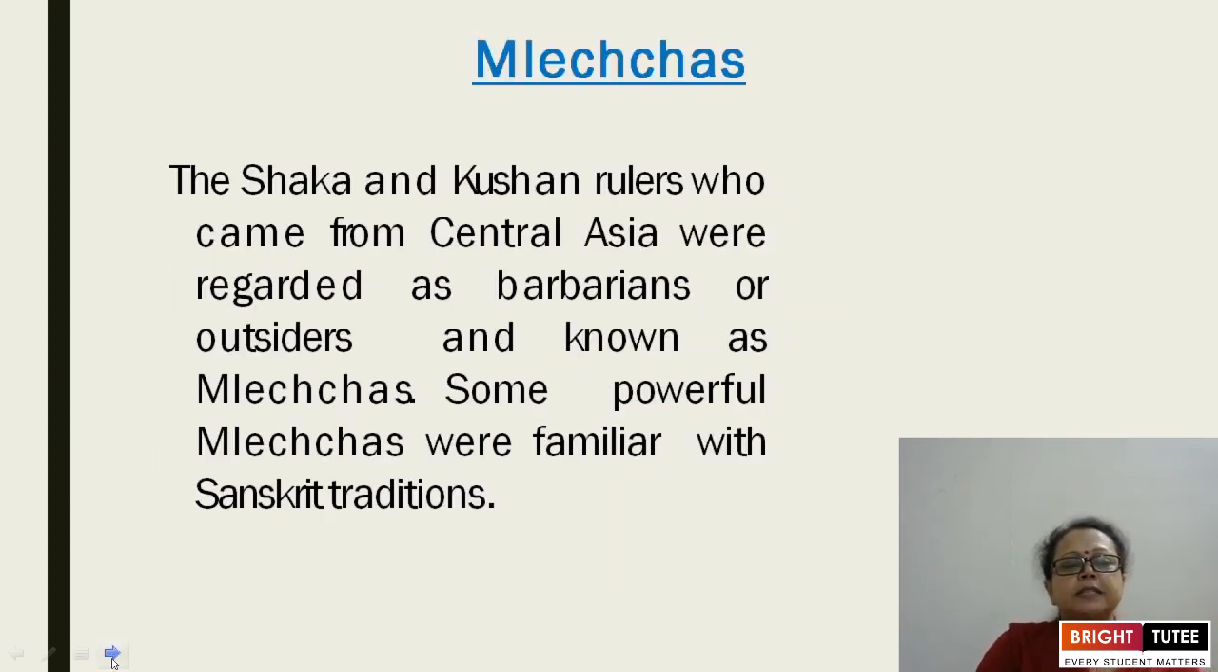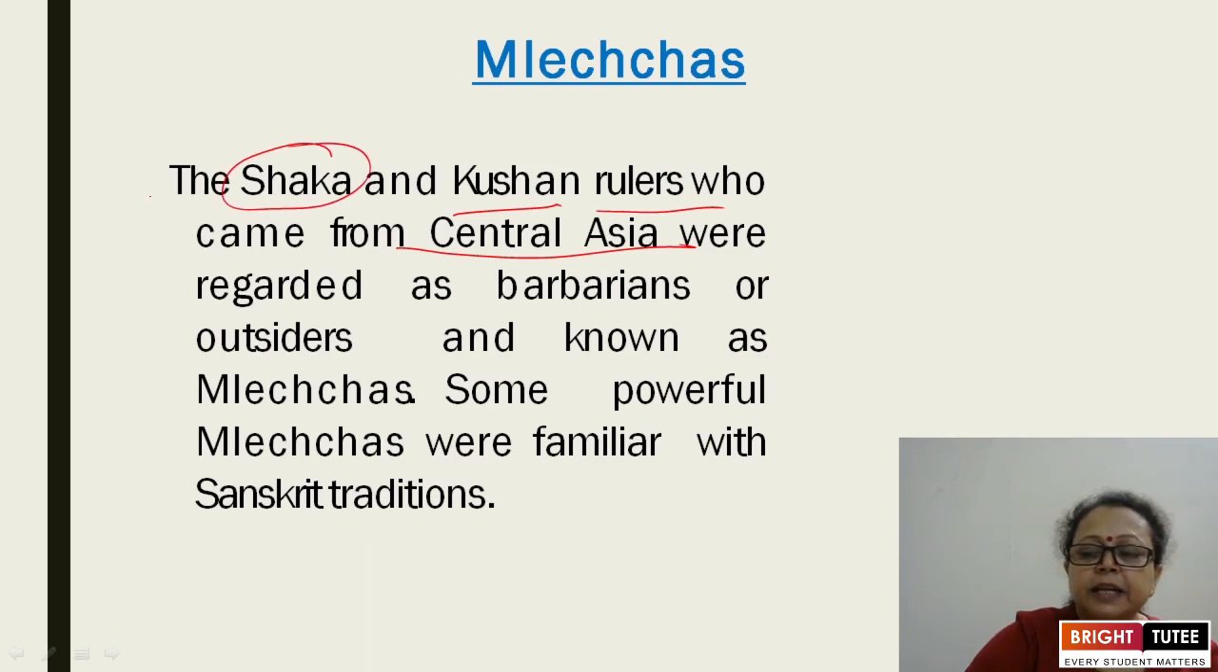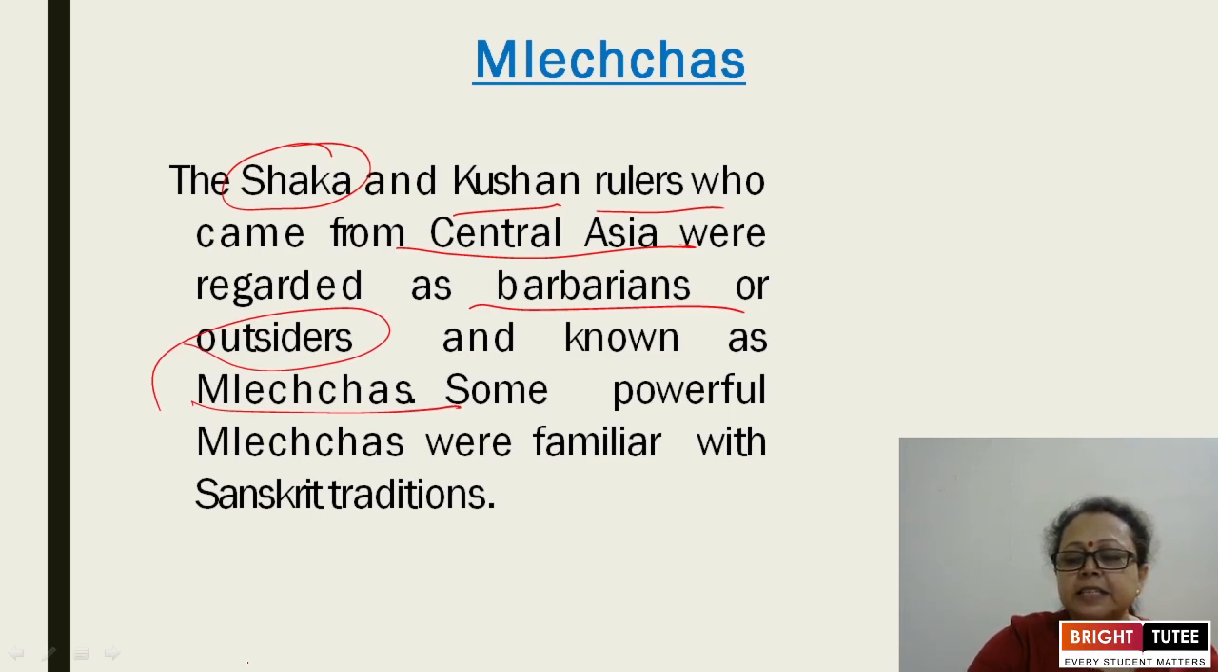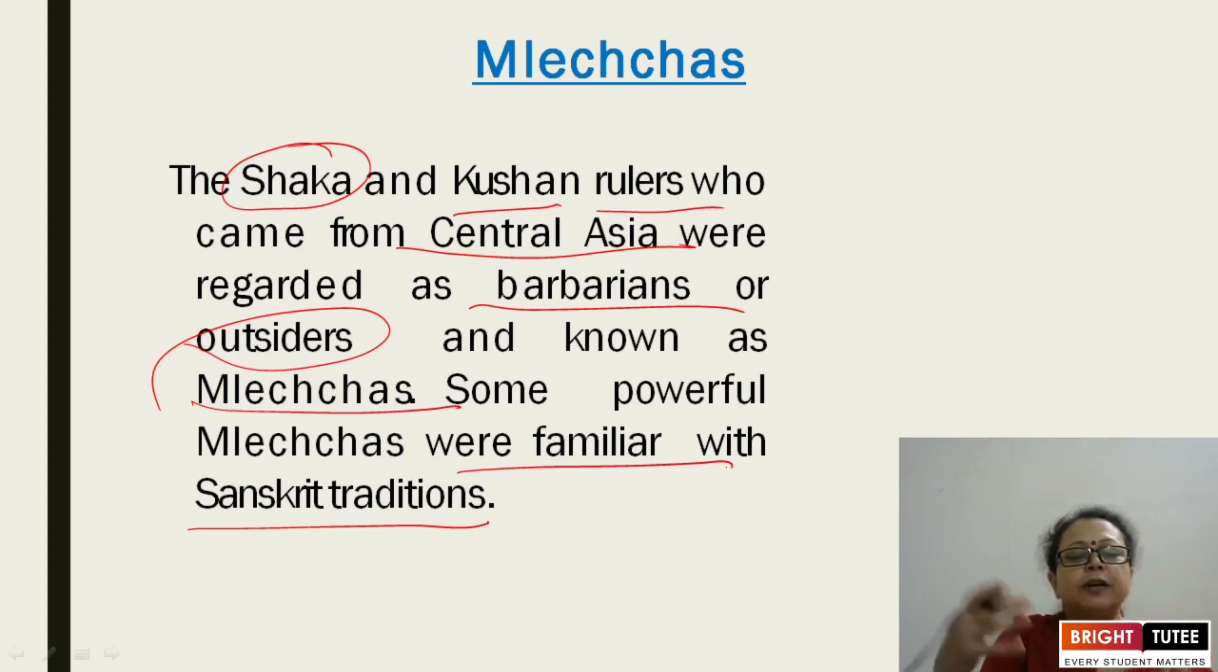Then there is a new concept of the Mlechchhas. The Shakas and the Kushana rulers came from Central Asia; they were not of Indian origin and were not natives of India. They were regarded as barbarians or outsiders, also known as Mlechchhas. Some powerful Mlechchhas were familiar with Sanskrit traditions. As they did not fit in the social order, the Brahmins gave them a special name and category, which is known as Mlechchhas.